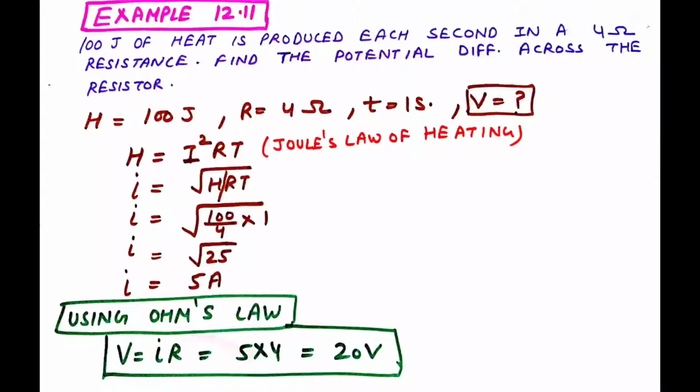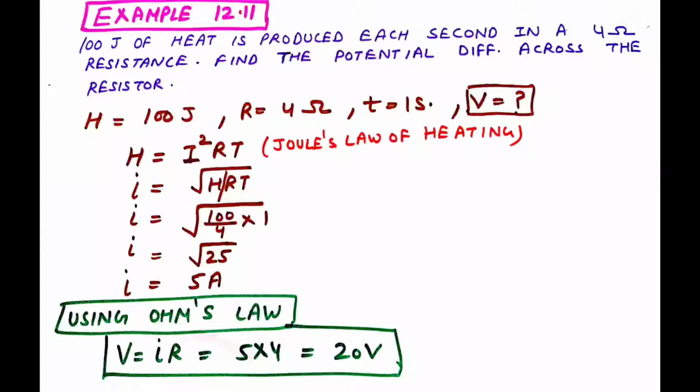Now let us solve a numerical on heating effect of electric current. So in the question, we are given that 100 joules of heat is produced each second in a 4 ohm resistor. Find the potential difference across the resistor. So here we are given that the heat energy is 100 joules, the resistance is 4 ohms, and the time is 1 second. And we have to find the potential difference V.